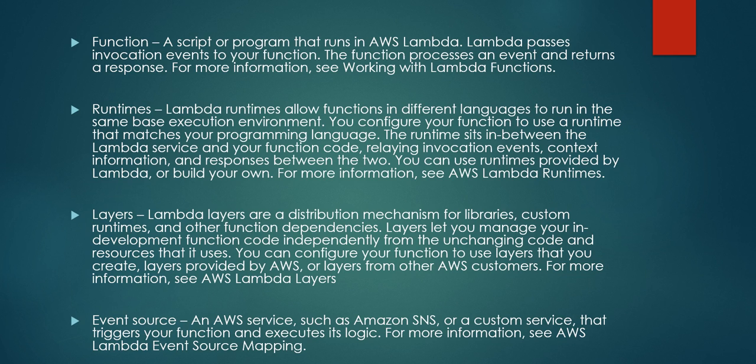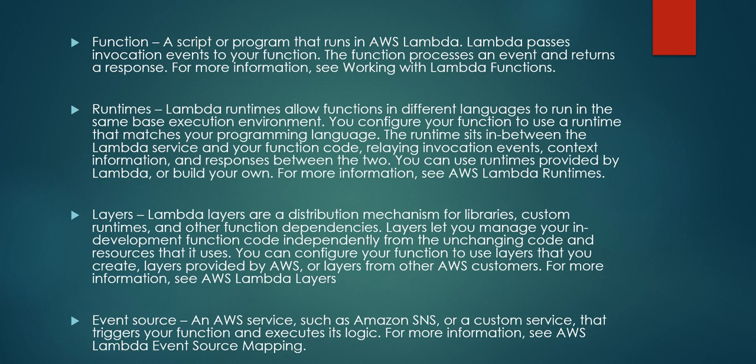Function. It is a script or a program that runs in AWS Lambda. Lambda passes invocation events to the function. The function processes an event and returns a response. For more information, you have to see the section on the official AWS documentation, how to work with Lambda functions. But in future videos, I will show you how to work with Lambda functions.